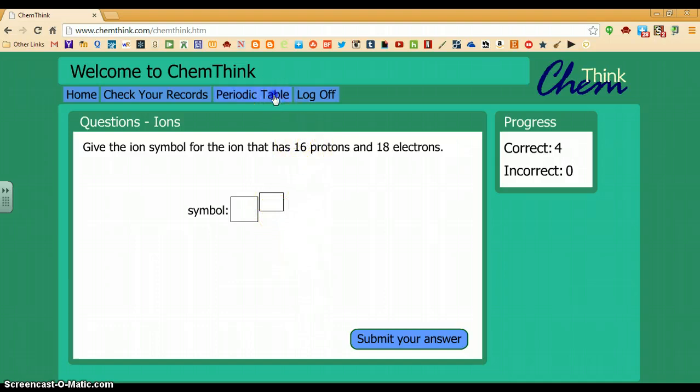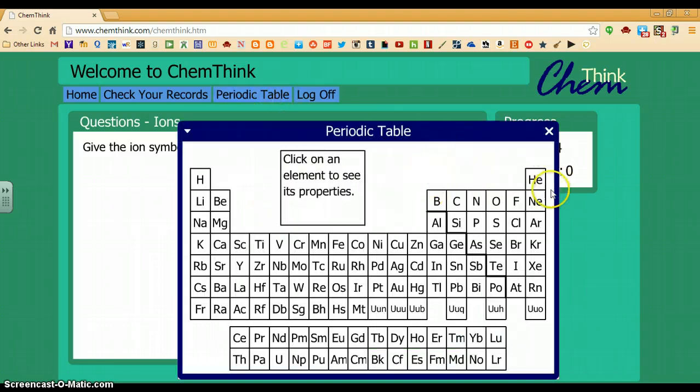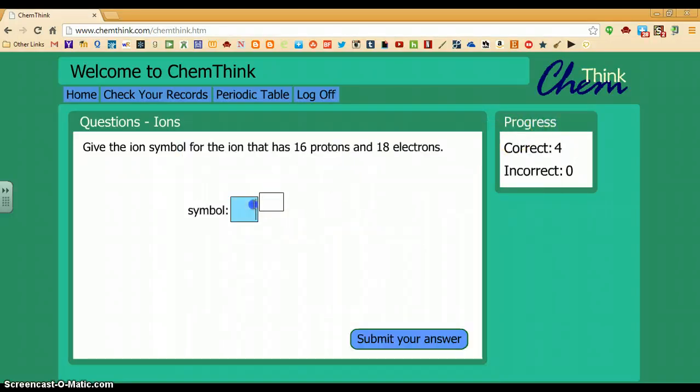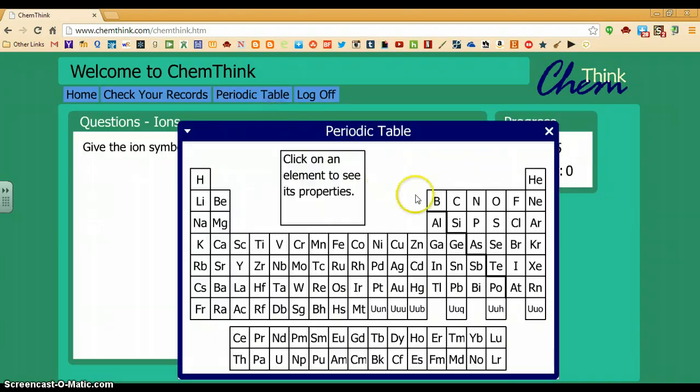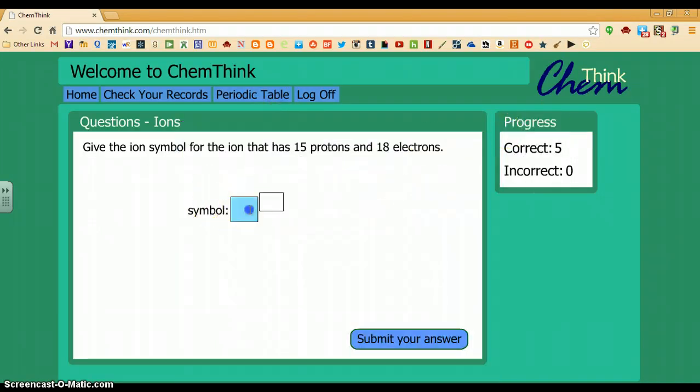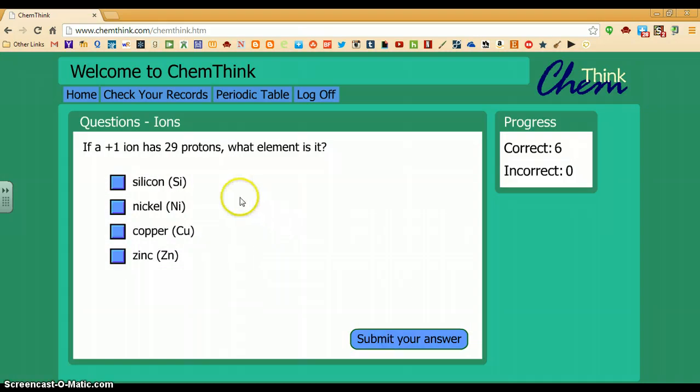Okay, so 16 protons. First we're going to look at our periodic table. Let's see, sulfur. Okay, so we know it's a sulfur atom because of its protons, and then it's gained 2 electrons. So it'll be a -2 charge. Okay, 15, phosphorus. Okay, and it's gained 3, so -3. Cool. A couple more questions to go, about 4 more.